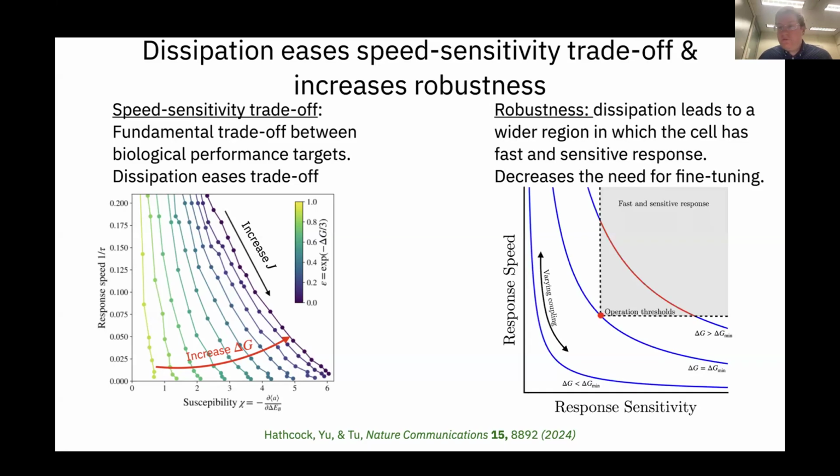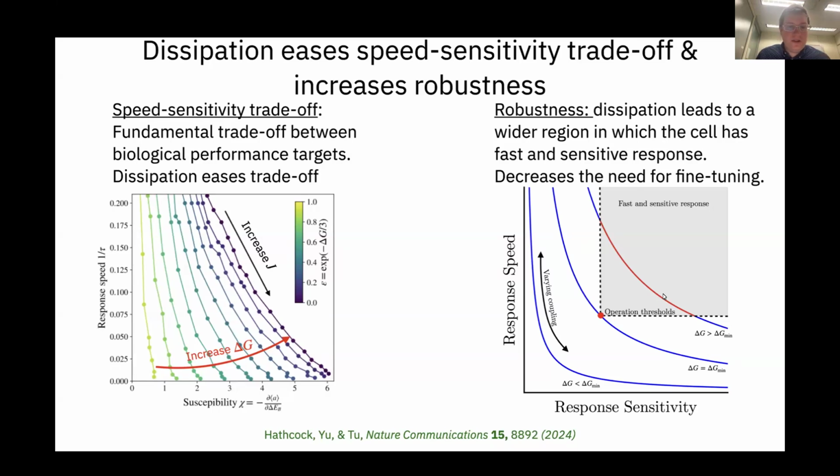And then finally, I just want to also mention that this can lead to a more robust signaling behavior as well. Suppose there are some operational thresholds in both speed and sensitivity that are required to effectively sense and respond to the environment for the cells to survive. This means that there's a minimum dissipation level that's required to meet both of these thresholds and successfully sense the environment. But if we operate exactly at this minimum level, this requires fine-tuning of the coupling strength or other parameters in the system to the point where the cell can respond both fast and sensitive enough. Increasing the dissipation above this threshold gives rise to a wider range of couplings for which the cell can obtain both fast and sensitive response.